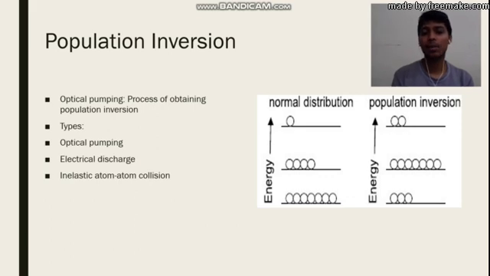In inelastic atom-atom collision, the source of the energy is the same as electrical discharge. That is, we have to provide initially a certain energy of high voltage. But unlike electrical discharge, in atom-atom collision the atoms which get charged excite their neighboring atoms by collision, and so this is known as inelastic atom-atom collision. There are other methods also, like semiconductors or the process where a light source is used, which are simpler methods, and they are also used for obtaining population inversion.